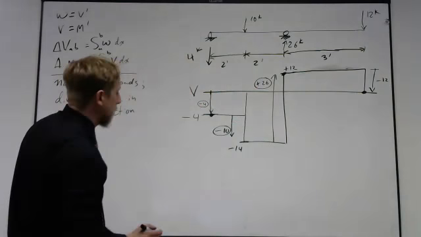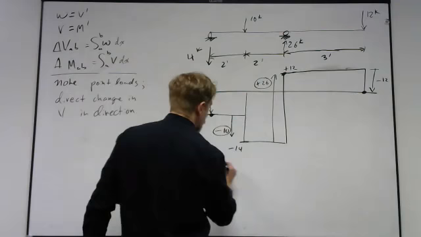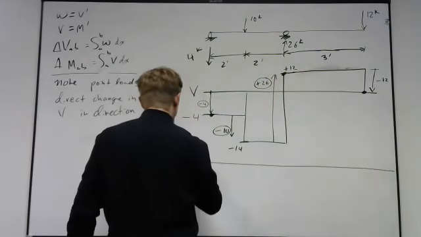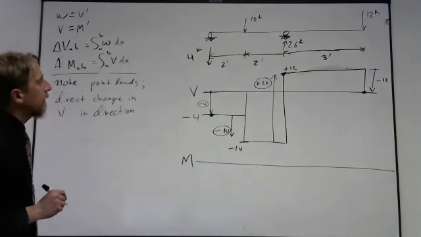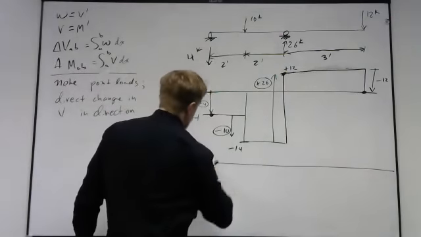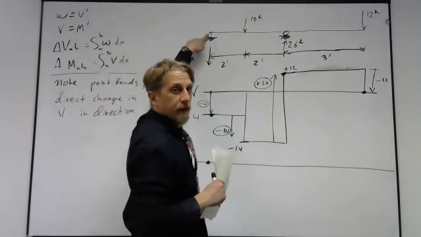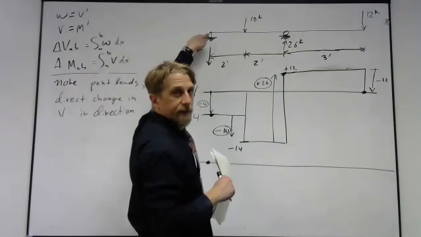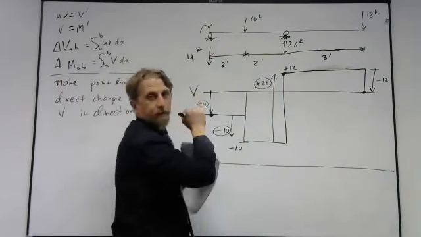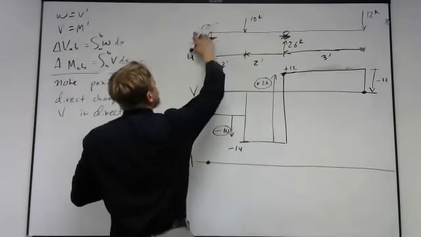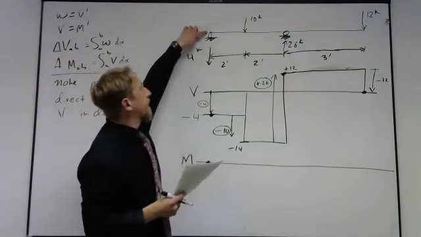Okay, let's do M. Okay, so now what do we do? Well, I know that I start at 0. Okay, there's no moment here. This is a pin on the end. There's never going to be a moment here unless I put one there. I don't put one there. This example does not have that. Okay, so the moment is 0 here.